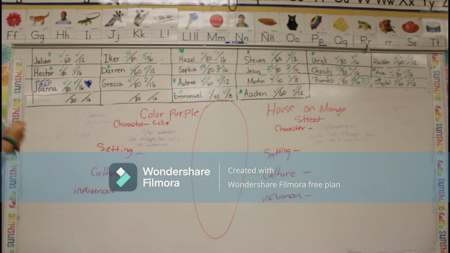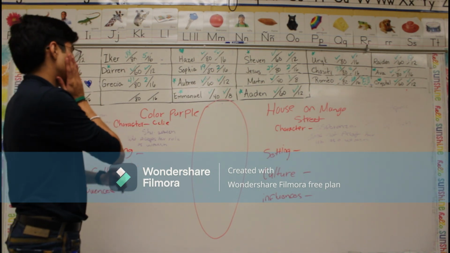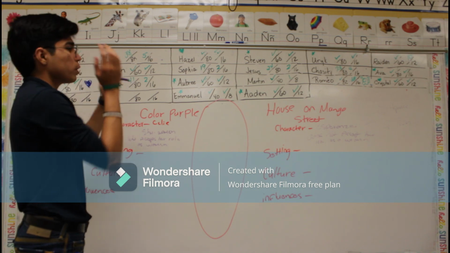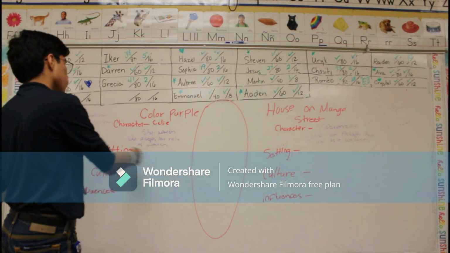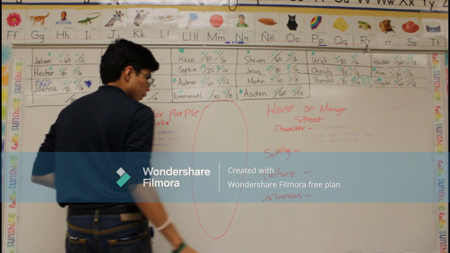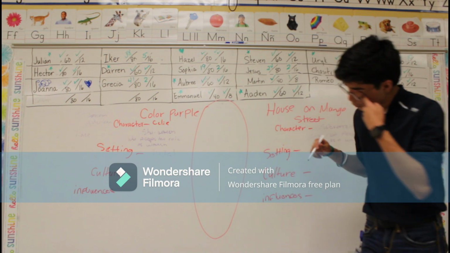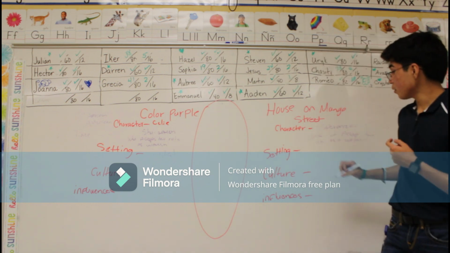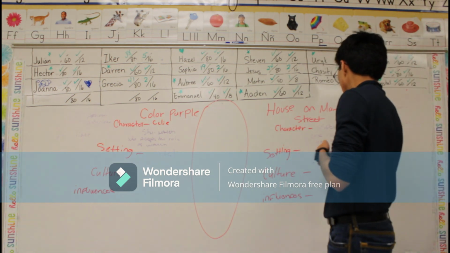Alright, so the settings we already know. Basically, the setting in The Color Purple is a farm. It's a rural setting. And the setting in The House on Mango Street is going to be in the city.